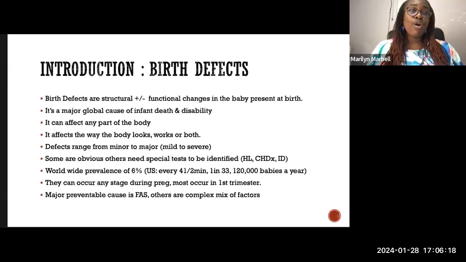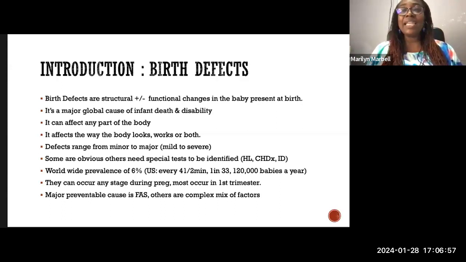So we know that birth defects, or you could call it birth defects, the medics or the medical professionals will call it congenital anomalies or malformations, whatever the name is. What this means are structural and functional changes or differences you see in a baby when they are born. It is a very big, major global cause of infant death and disability.